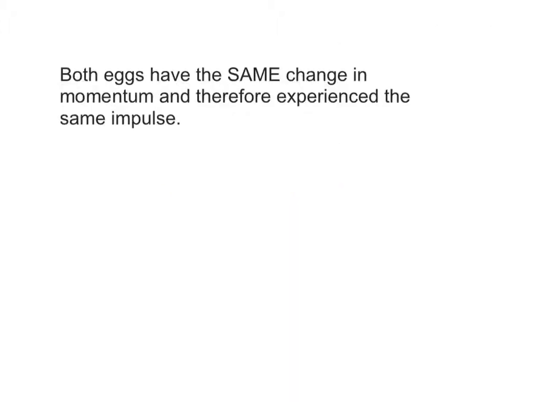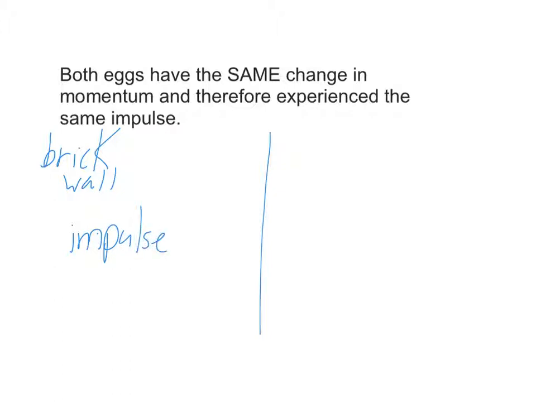At first blush, the conclusion would be that if both eggs had the same change in momentum, and impulse is a change in momentum, we can then say that both eggs experienced the same impulse. And that's true. But how they experienced the same impulse, that is different. Let me explain. If we look at the brick wall and what sort of impulse that egg experienced, well, the egg broke because the impulse it experienced was a large force that acted over a very short time.